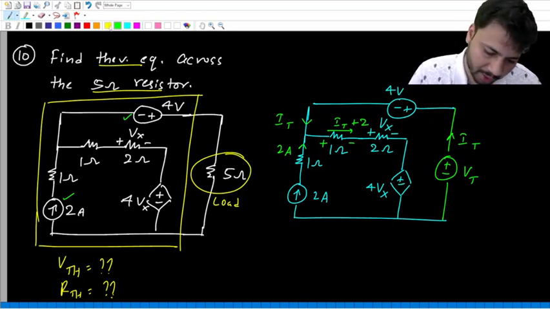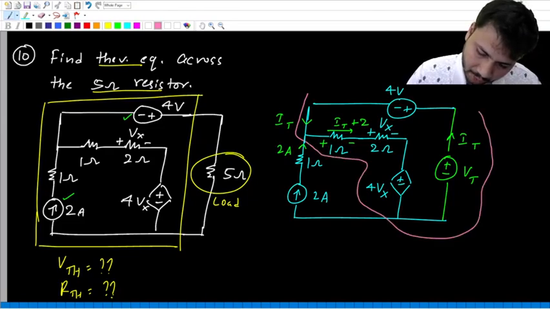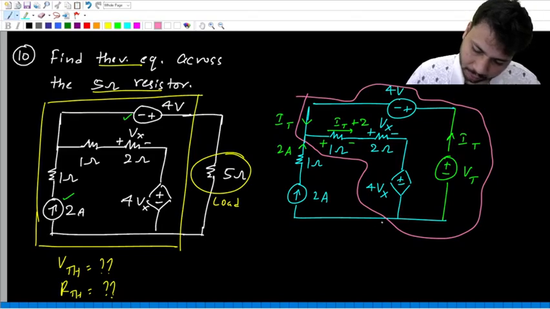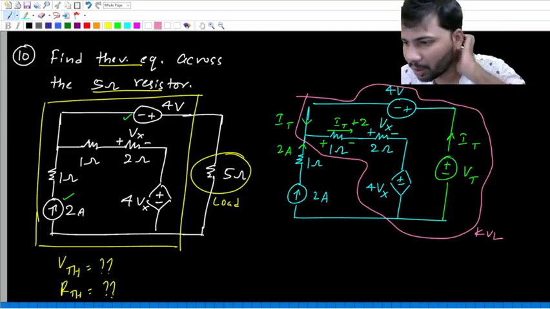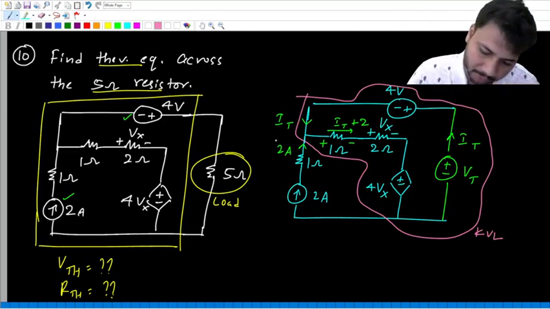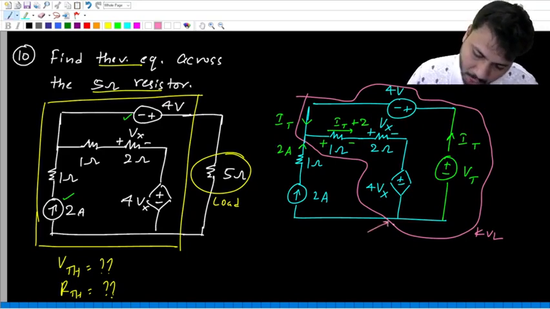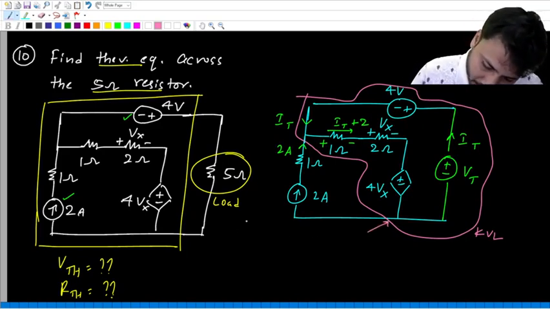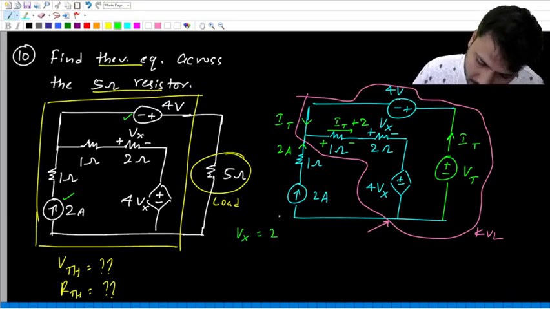We have to write KVL around this loop. Let us start from this point. Before that, let me write the value of Vx. Vx is the drop across 2 ohms, through which the current is IT plus 2. So Vx is 2 IT plus 4.